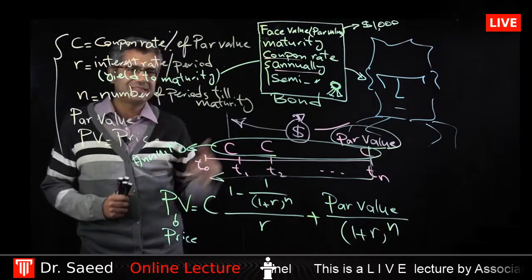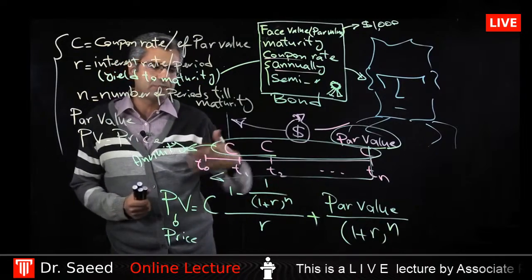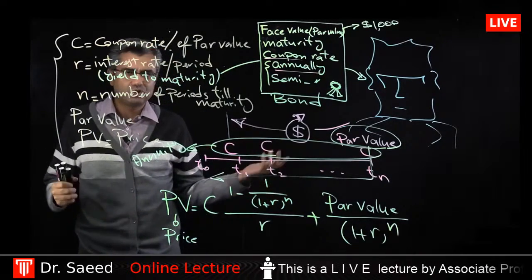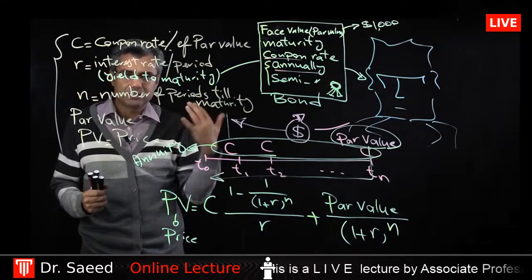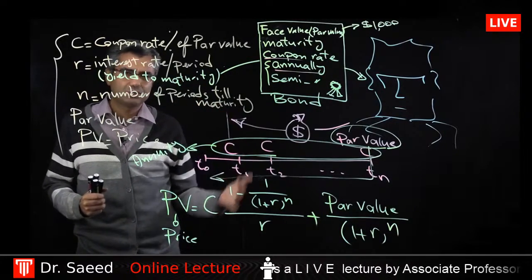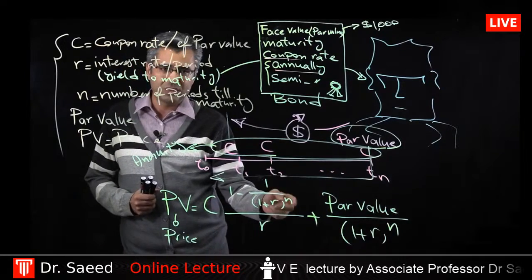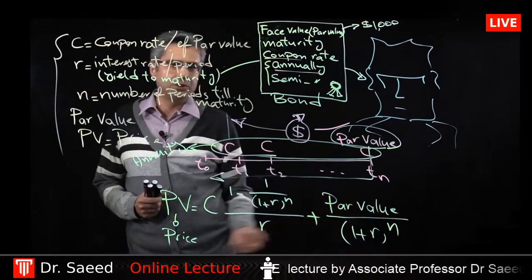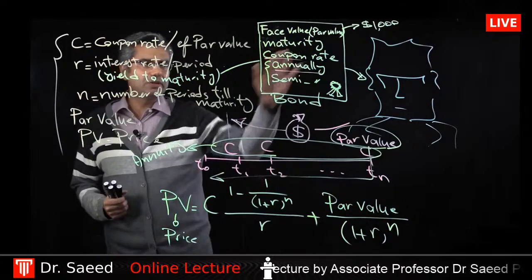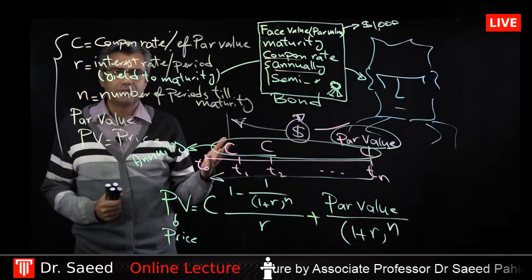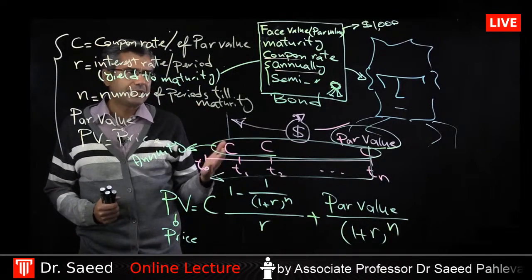N, number of periods till maturity. This is fixed. The time they issue the bond, it's very clearly mentioned whether this is a 2-year bond, 5-year bond, 10-year bond, or 30-year bond. So N is constant. Par value is fixed. It's already mentioned on the instrument, on the contract or bond indenture.